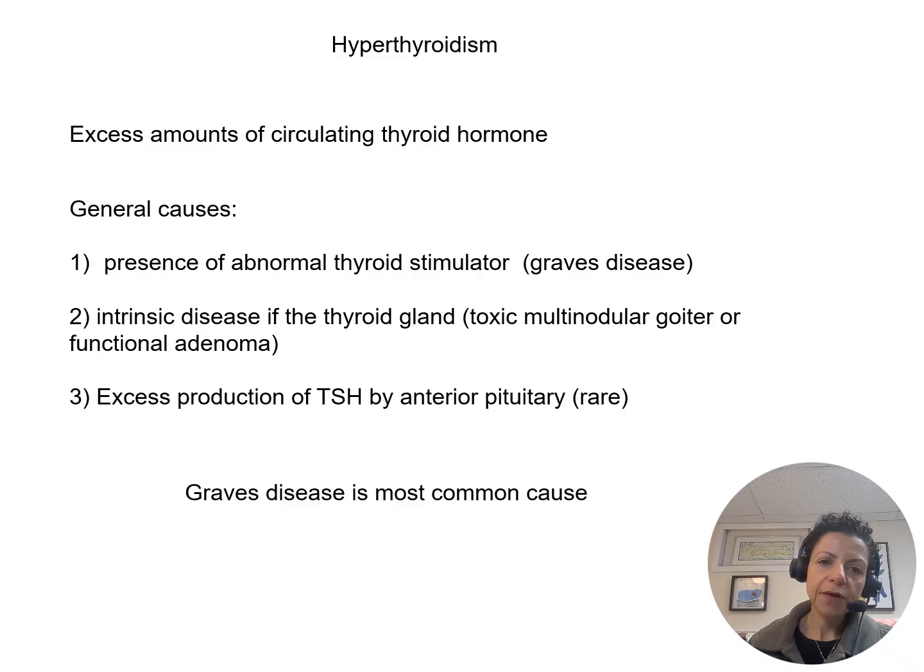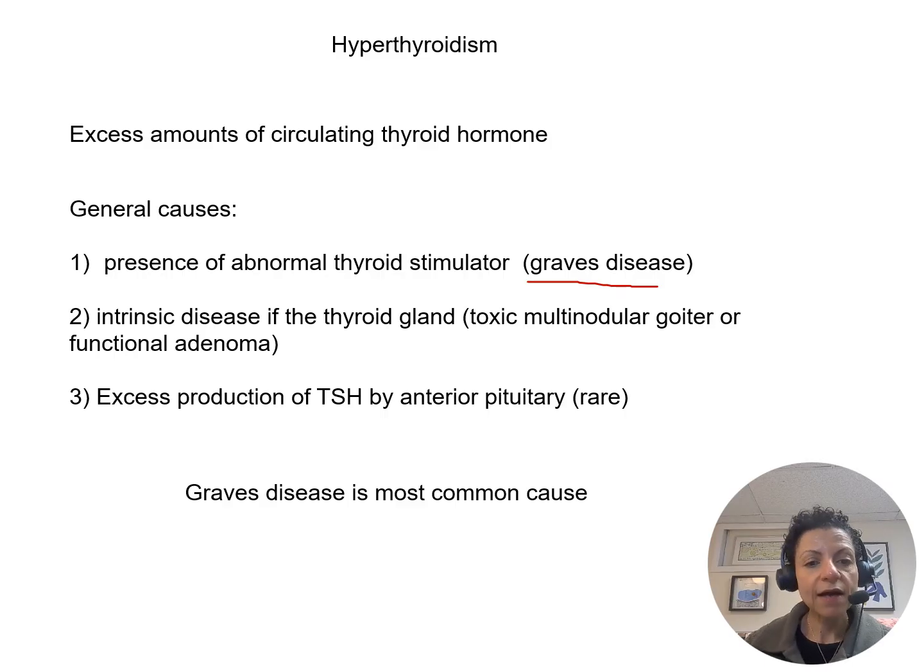Now, hyperthyroidism is going to be associated with elevated levels of circulating thyroid hormone. And the general causes, most common cause is Graves' disease. Graves' disease was that autoimmune disorder that produced this antibody, that thyroid stimulating immunoglobulin that mimics TSH on the TSH receptor, and so it increases production of thyroid hormone.